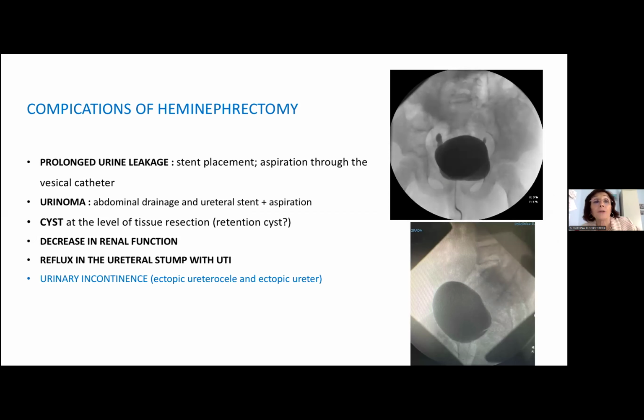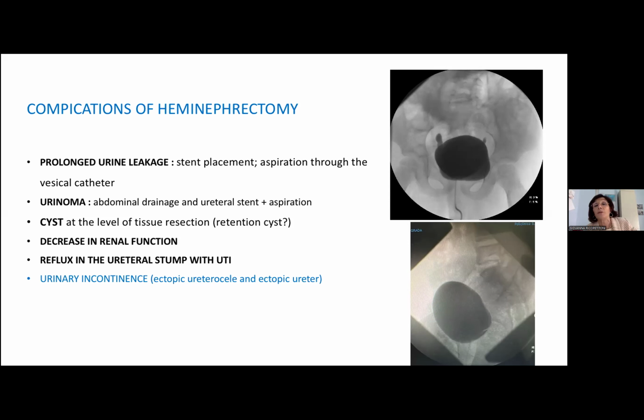And moving to complications, I think this chapter was largely discussed today, thanks to the presentations of Paul Philippe and Olga Thiel. They posed the questions about complications well. But I think that the most severe complication is prolonged urine leakage. Urine leakage can be treated by stent placement. That means double J, also single J.